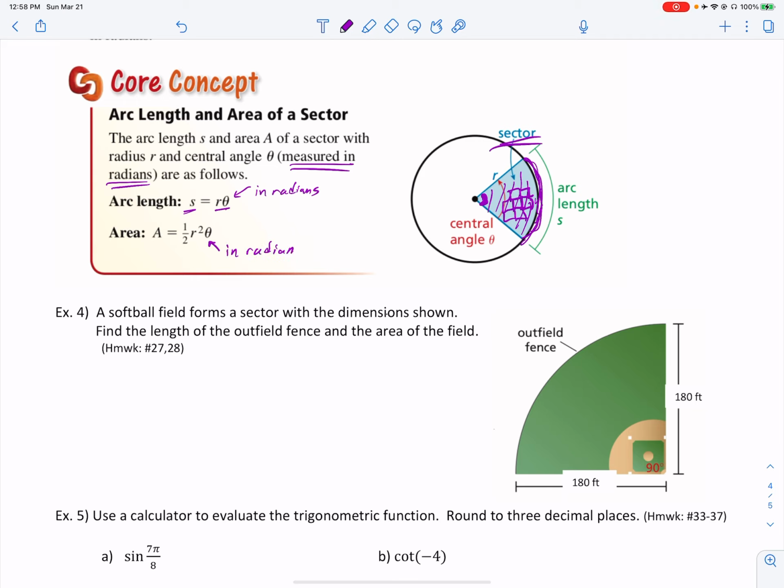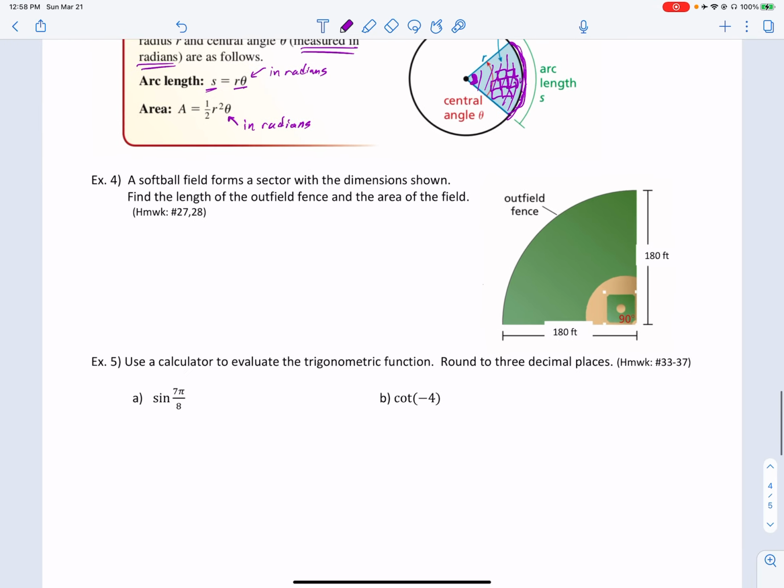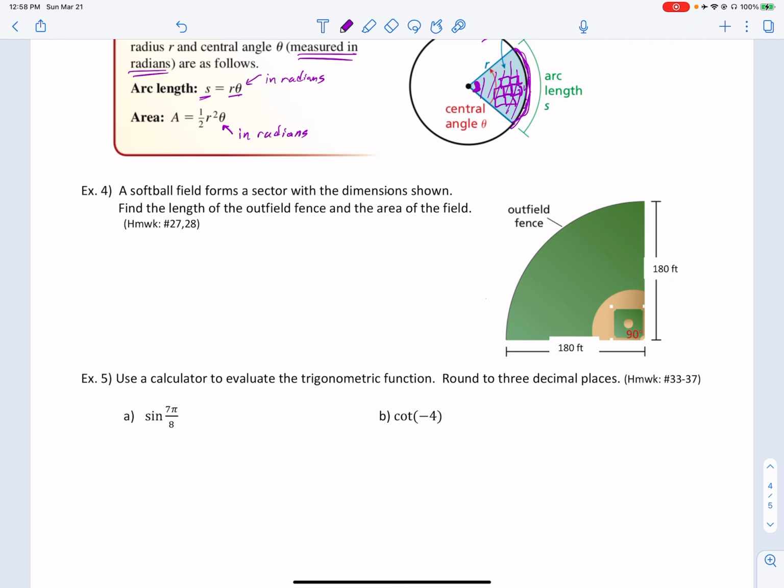So you'll have a couple problems on these. And they have some words to read through, but basically you're going to end up just finding arc length and sector area. So a softball field forms a sector with dimensions shown. Find the length of the outfield fence. So here's your outfield fence. And they're trying to show you, since this is 180 and this is 180, I can think of this as a center of the circle, and that's a 90-degree central angle.